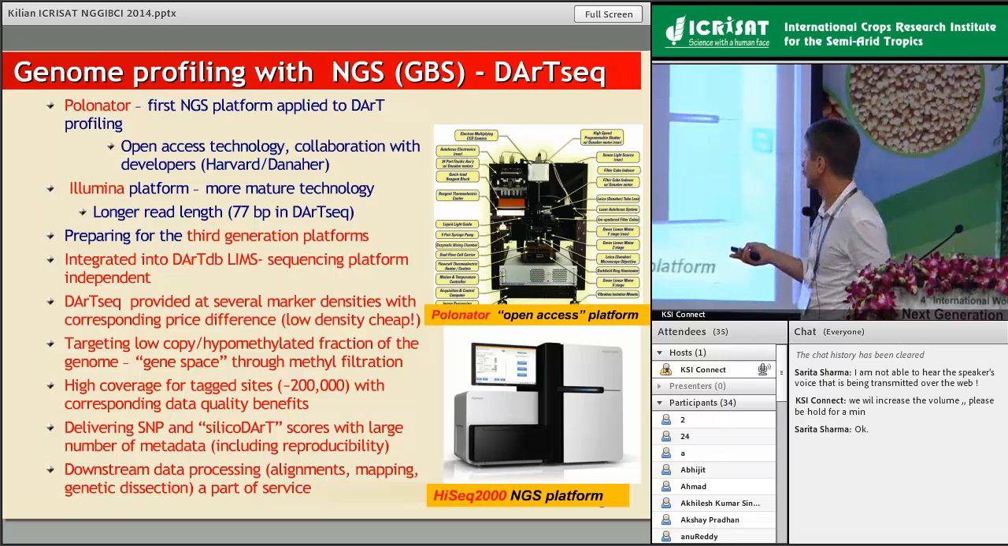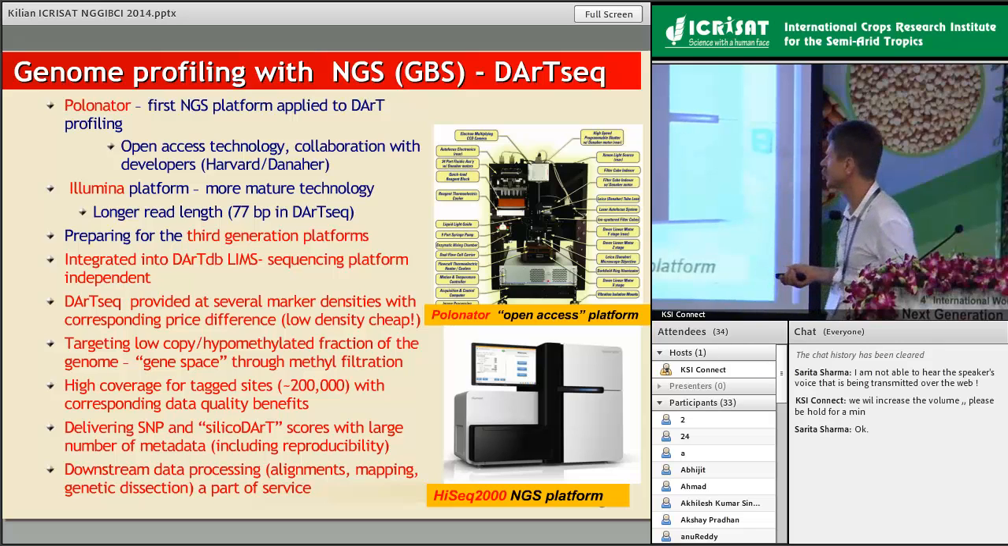So we also do a lot of downstream data processing, alignments to the reference genome. We have it, but also mostly genetic mapping, dissection, and some other things, depending on the client's needs.